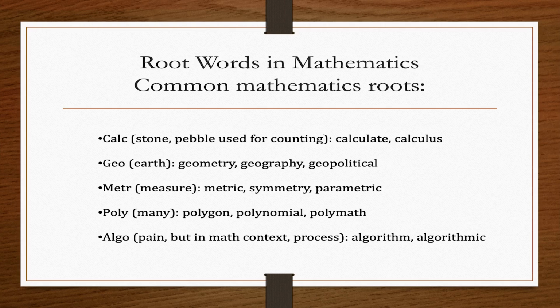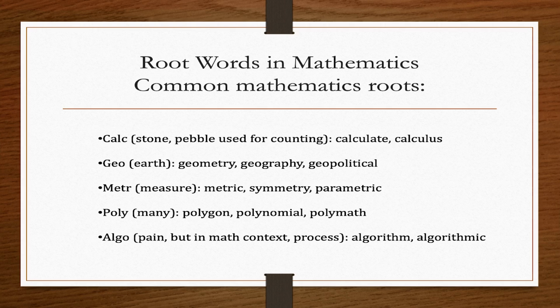Metr, that is measure. Metric, symmetry, parametric. Poly means many, just like mono means one. Polygon, polynomial, polymath. So there are many words like this.